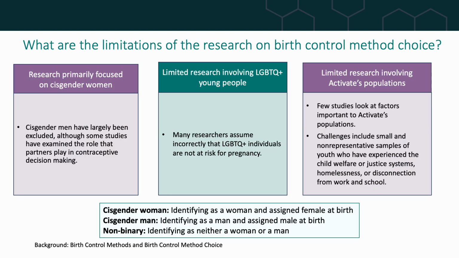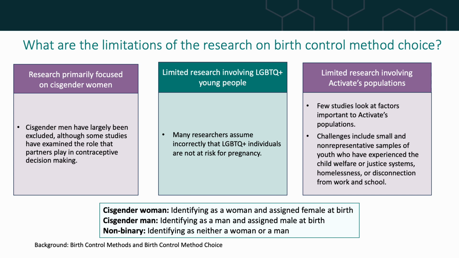Most of the research on factors that influence young people's choice of birth control methods has focused on cisgender women. Cisgender men have largely been excluded from this research, although some studies have examined the role that cisgender male partners of cisgender women play in choosing a birth control method. Young people who identify as lesbian, gay, bisexual, transgender, queer, questioning, or gender non-binary have also been excluded from much of the research on contraceptive choice. Many researchers incorrectly assume that these young people are not at risk for pregnancy and exclude them from studies as a result. This reinforces assumptions about the normativity of heterosexual relationships.